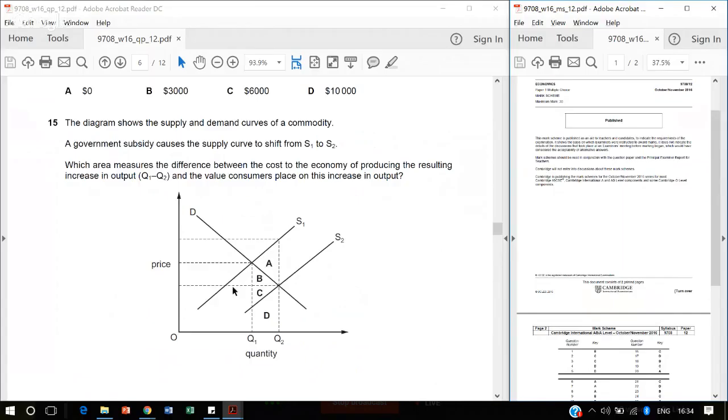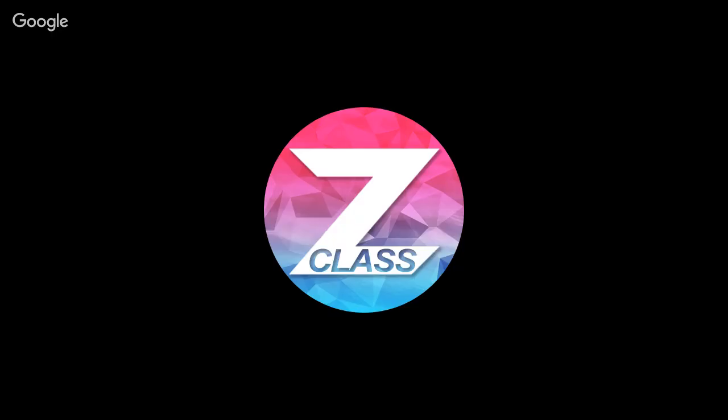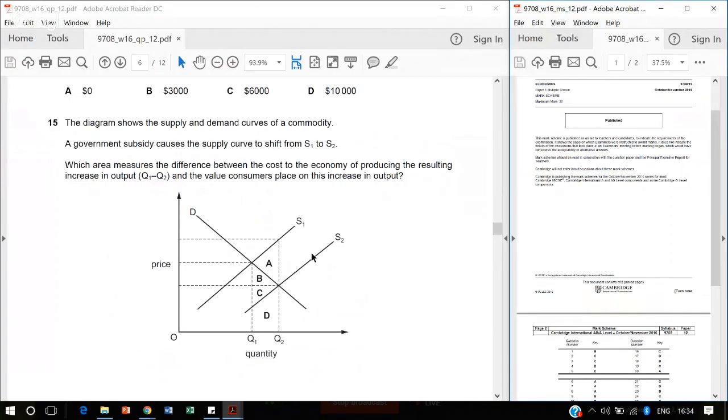But not just A and B, right? This whole shape here. Oh yeah. Sorry. Yep. And we know that we were operating at this kind of cost before. But now we have the total cost to the government plus the cost to the producers. Yeah.